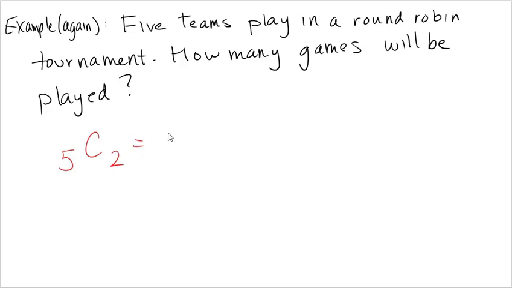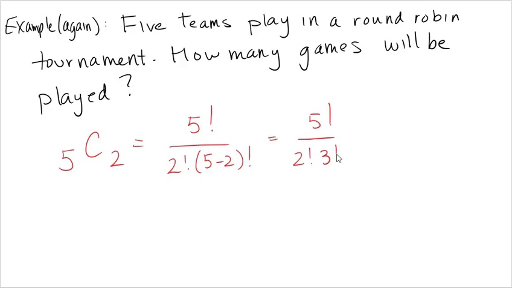The formula tells me that that's 5 factorial divided by 2 factorial times 5 minus 2 factorial. And that's 5 factorial divided by 2 factorial, 3 factorial. 5 factorial is 5 times 4 times 3 times 2 times 1, that's 120. 2 factorial is 2 times 1, that's 2. And 3 factorial is 3 times 2 times 1, that's 6. 120 divided by 2 times 6 is 120 divided by 12, and sure enough that gives us 10. Same answer as what we got from listing them out.